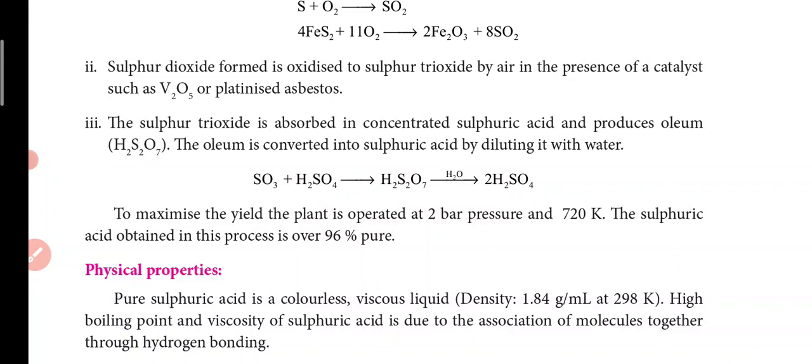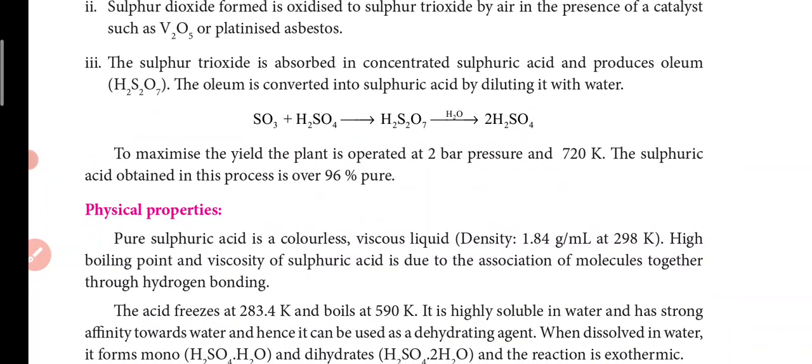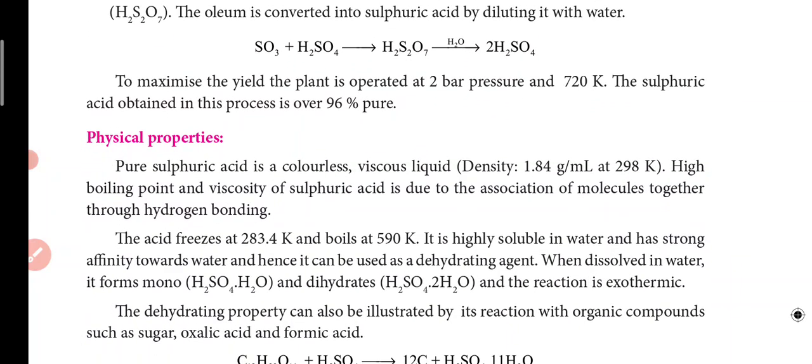After that, the sulfur trioxide is absorbed in concentrated sulfuric acid, which produces oleum, H2S2O7, and that oleum is converted into sulfuric acid by diluting it with water. To maximize the yield, the plants are operated at 2 bar pressure and 720 Kelvin. The sulfuric acid obtained from the contact process is 96% pure.